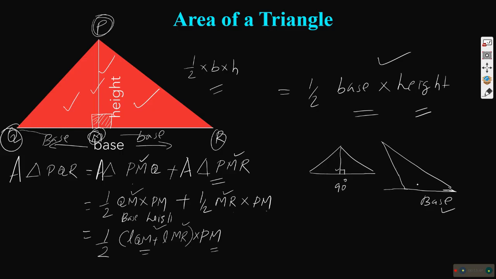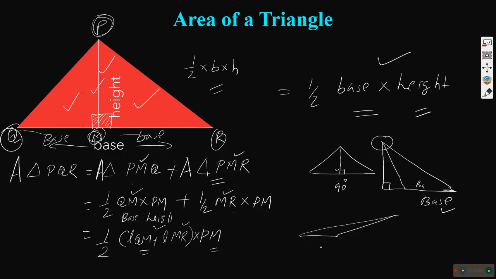So if this is the base in this case, we need to have a height line drawn from the opposite vertex, which is this. From here you should draw a perpendicular to the opposite side, and that becomes the height, whenever we talk about height of a triangle. Understood? The triangle can be in any format. It can be like this.